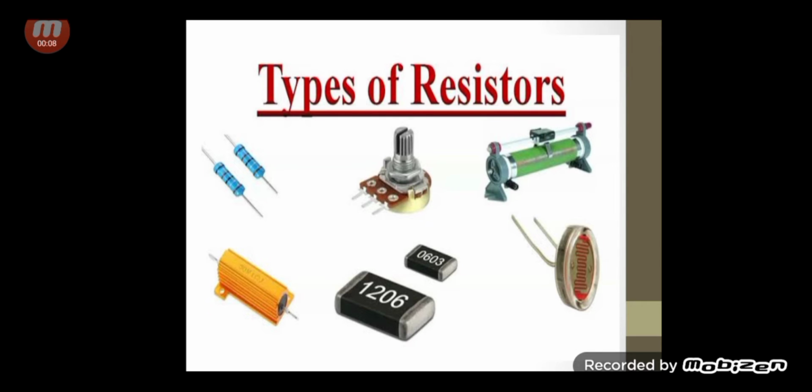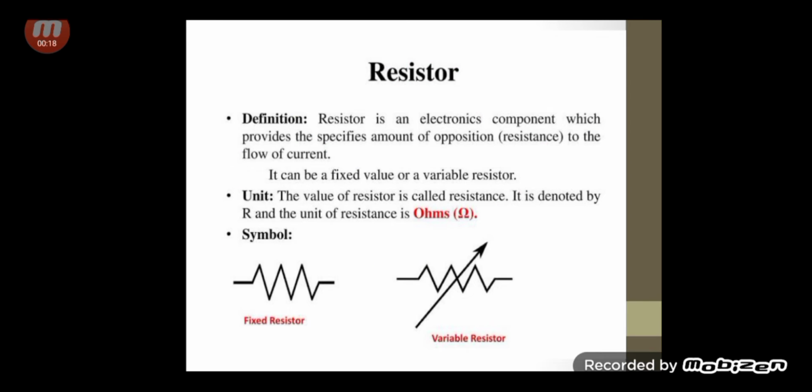In this video we are going to discuss types of resistors. In the previous one we have talked about resistance. Now we will discuss what resistors are. A resistor is an electrical component which provides a specific amount of opposition to the flow of current. That opposition to the flow of current is the resistance, and those electrical components which provide this resistance are called resistors. There are various types of resistors.